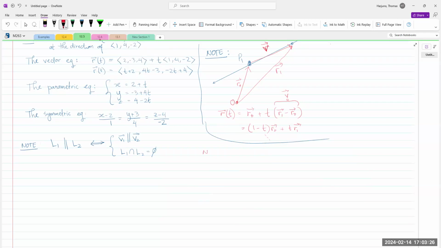I'll write it as a side note. Line 1 equals line 2. They may look like they have different equations in the outlook, but you will see that two lines are the same line if the direction vectors are parallel and the intersection is not empty. In fact, if the intersection is not empty, then they actually intersect everywhere.